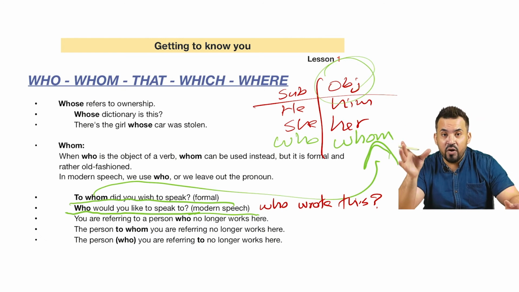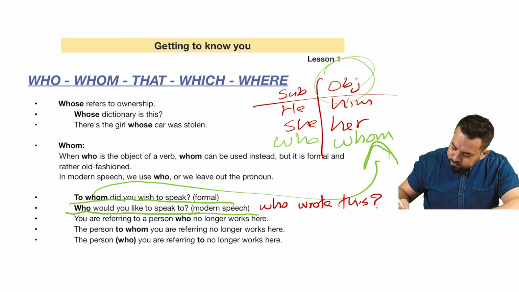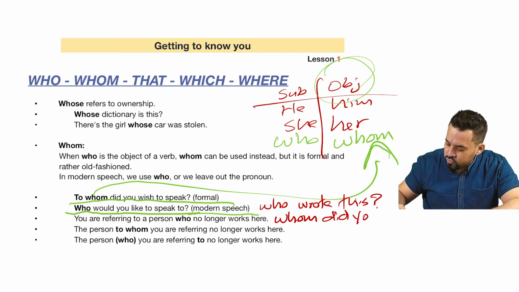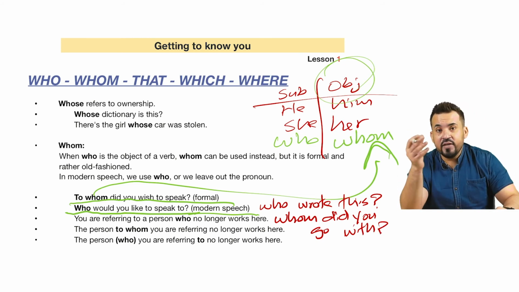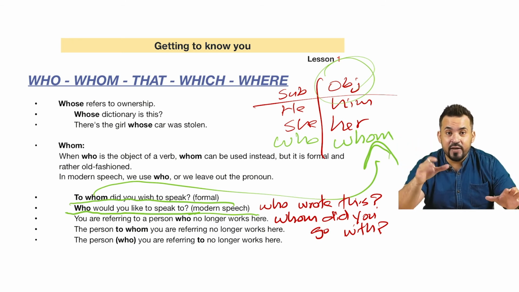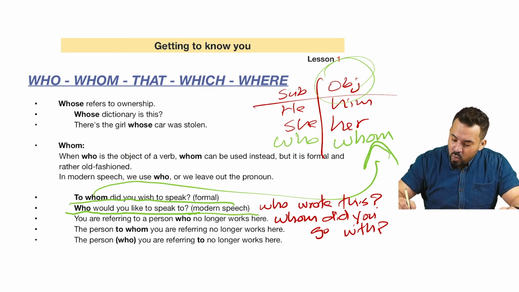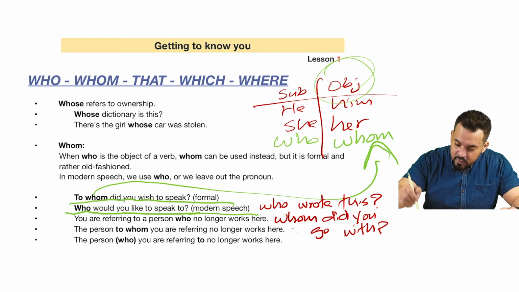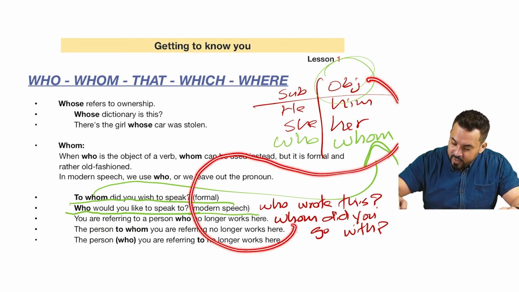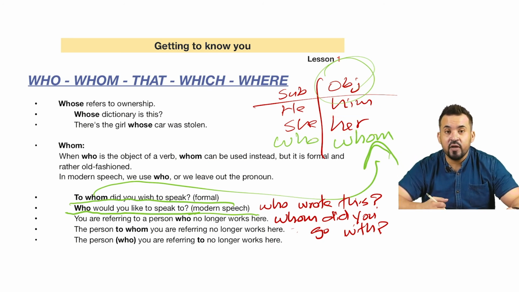If I want to use whom, then I will say, whom did you go with? Whom did you go with? Now, is the use of whom correct in this question? Of course it is, because the answer is I went with him or I went with her. So him or her in this case is the object. That means the question should have started with whom.